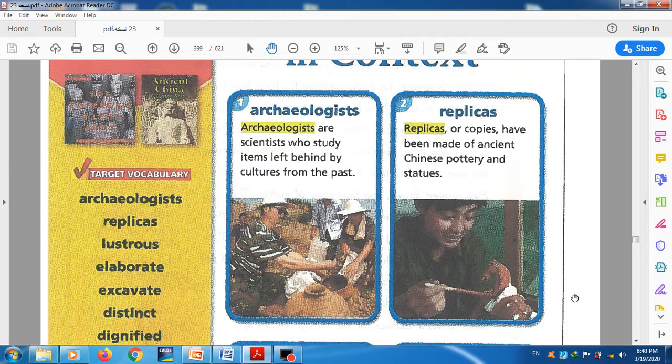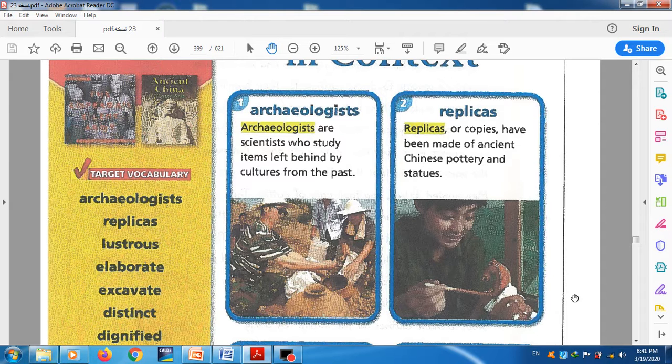Of course, archaeologists is a plural word. The singular is archaeologist. I know that you know archaeologist well, and it's clear if you look at the picture. Some people are searching for underground treasures, like the ones who go into the pyramids we have here and try to find treasures of the past. So these are archaeologists. The meaning is clear from the sentence itself: archaeologists are scientists who study items left behind by cultures from the past.